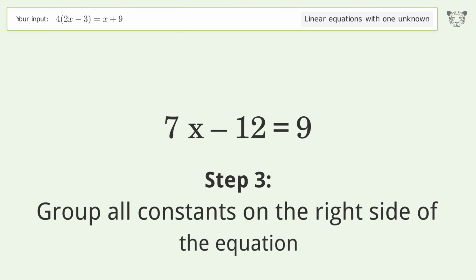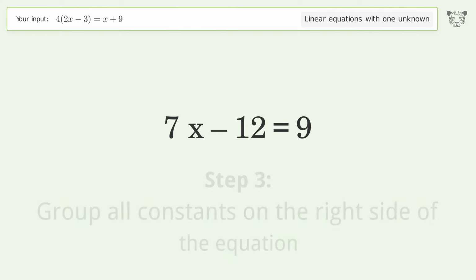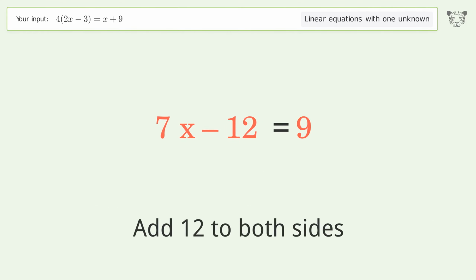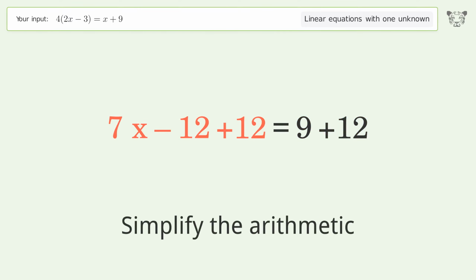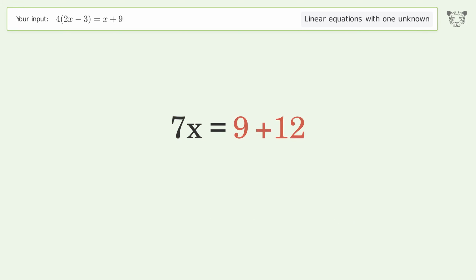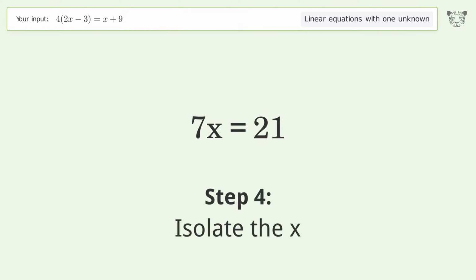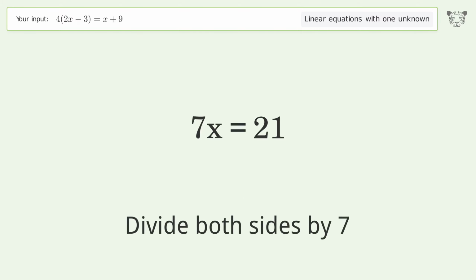Group all constants on the right side of the equation. Add 12 to both sides. Simplify the arithmetic. Isolate the x. Divide both sides by 7.